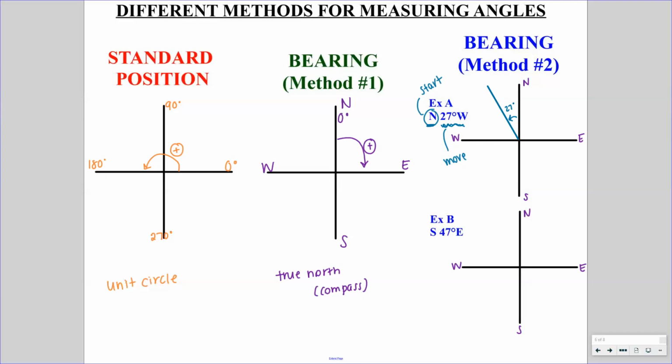Okay, example 2 for this one, try graphing this first and then check your work. South 47 degrees east. Where do we start? Where do we move towards? So in bearing method 1, that would be like negative 27 degrees. Good question. Usually with bearing, we don't see negative angle measures, rarely. Right, south 47 degrees east, what is that going to look like?